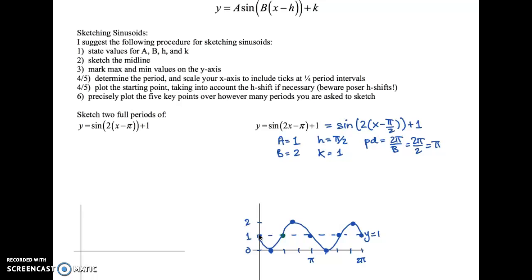So I have all those key points plotted, and then I just connect the dots in a nice smooth curve, and that gives me my sinusoid y equals sine 2x minus pi plus 1.